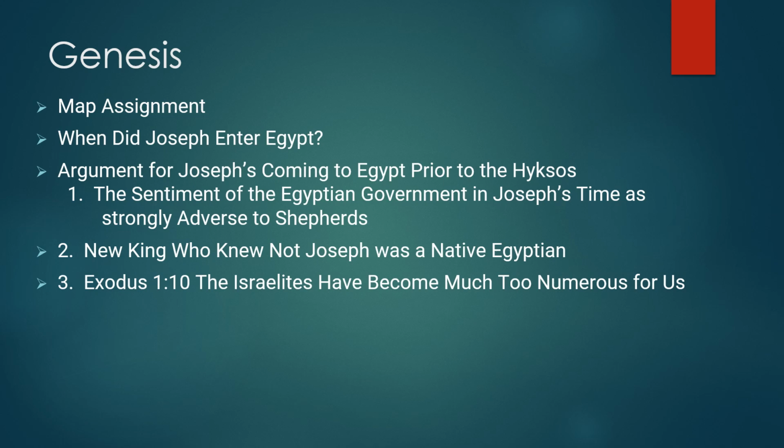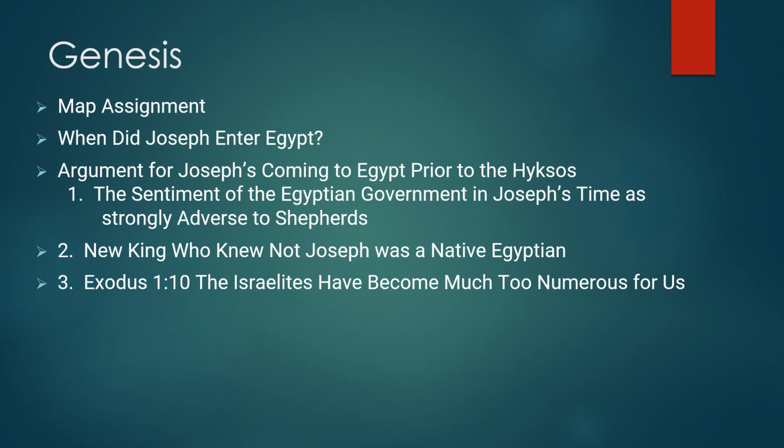All right, a third point is the statement in Exodus chapter 1 verse 10, which really follows that statement of the new king who knew not Joseph in Exodus chapter 1 verse 8. Actually, Exodus chapter 1 verses 9 through 10, where the new king says, quote, "The Israelites have become much too numerous for us. Come, we must deal shrewdly with them, or they will become even more numerous. And if war breaks out, we'll join our enemies, fight against us, and leave the country."